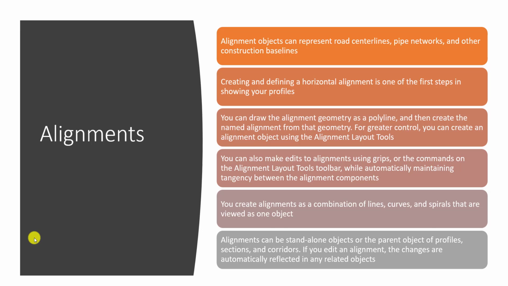Alignments can be standalone objects or the parent object of profiles, sections, and corridors. If you edit an alignment, the changes are automatically reflected in any related object. This is what's really great with Civil 3D: once you create an alignment to your surface and create your profile view, you'll be able to add existing ground, proposed ground, as-built, whatever surfaces that you create. You can show them on these different profile views based off of that alignment that you create. So it's a very useful tool.